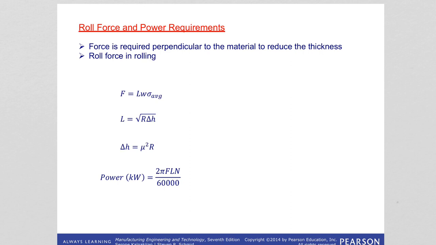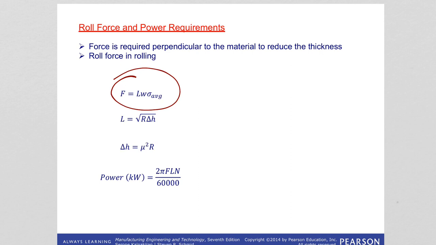The roll force in flat rolling is expressed through this equation given here. L is the length of contact, sigma average is the average true stress of the strip, and W is the width of the strip. So the force, as you can see, depends on the dimensions of the material, its strength, and the contact length.